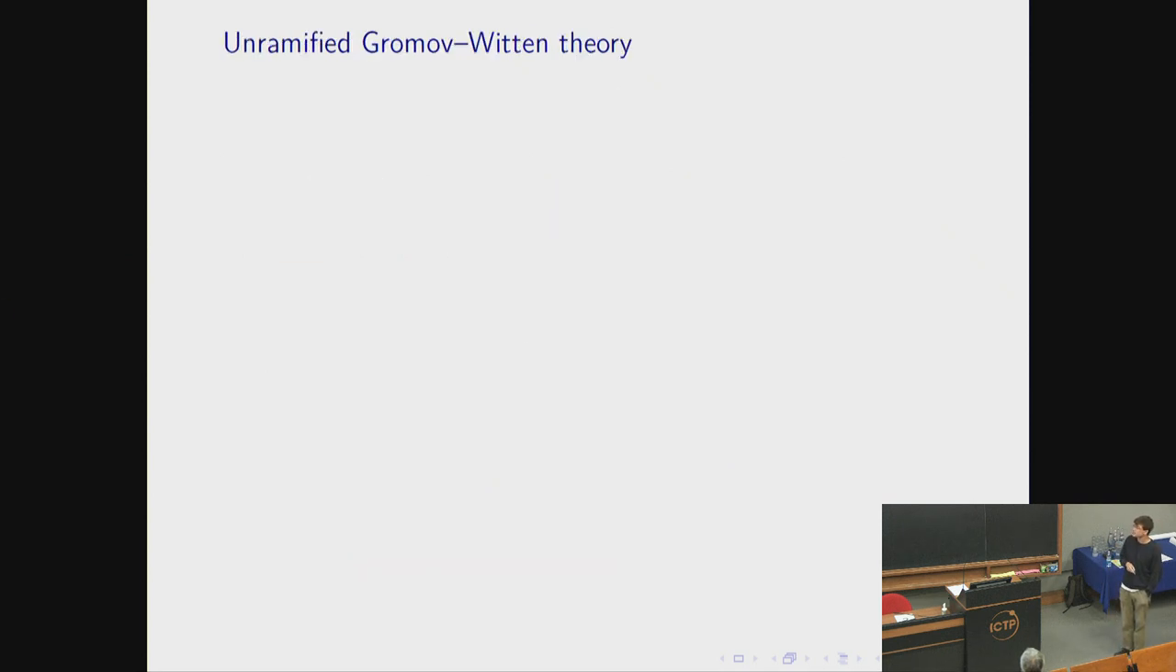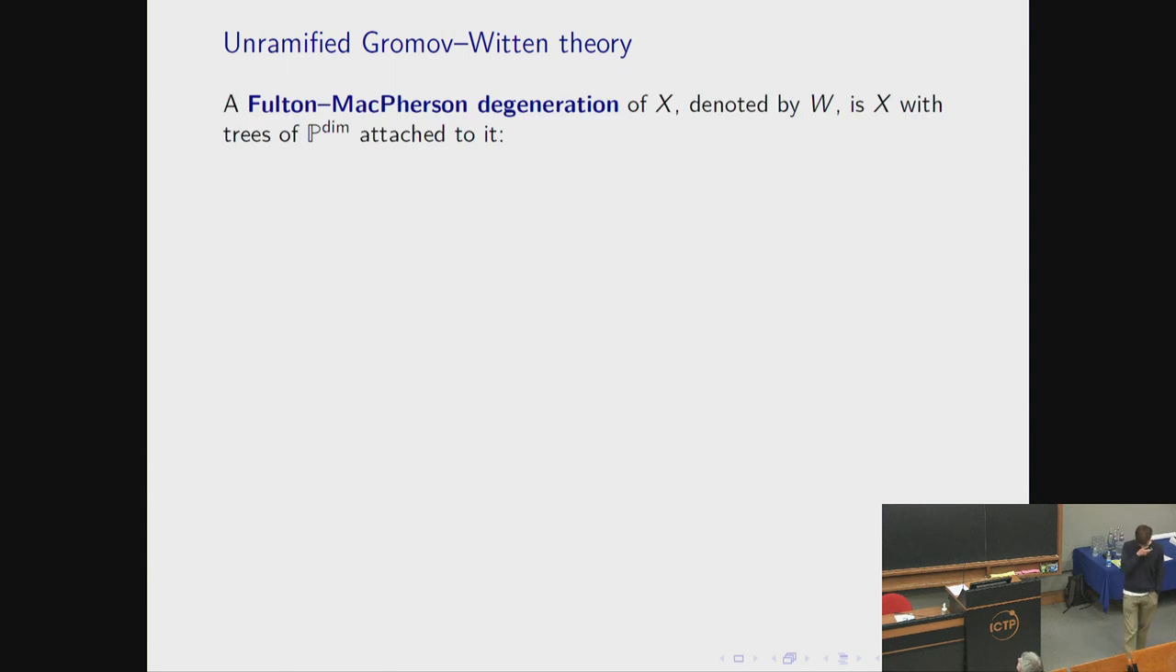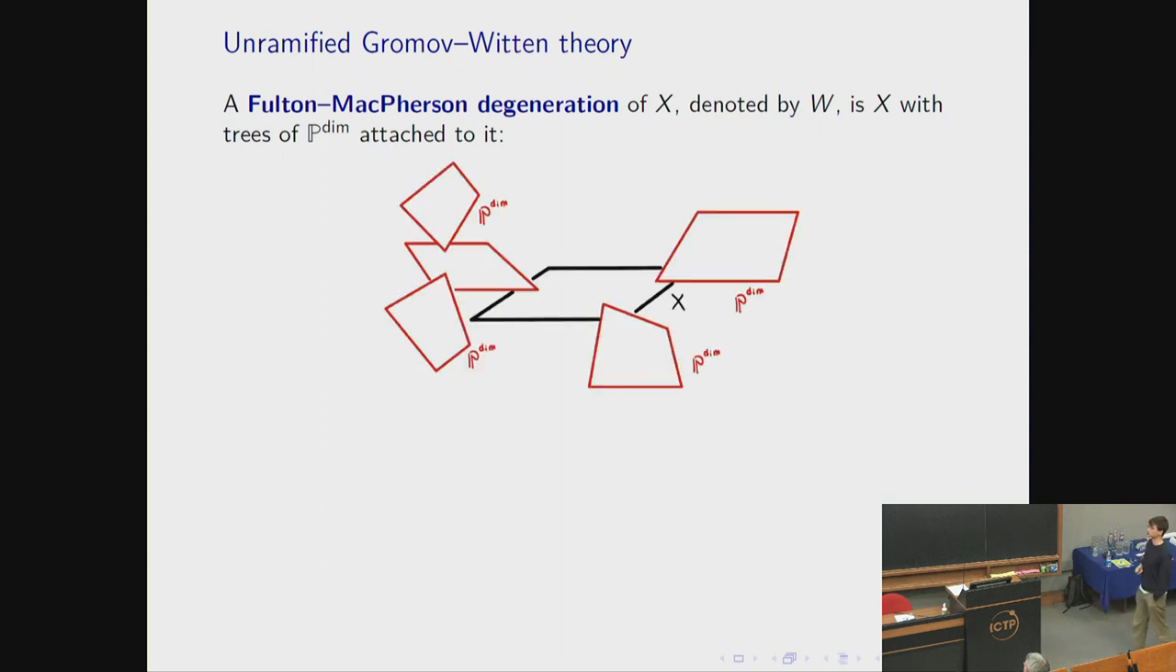So let me make it a bit more precise. I'll call the Fulton-MacPherson degeneration of X exactly X with these trees of projective spaces attached to it. You require that it's nodal, in the sense that you don't allow three or more projective spaces to be attached at the same point. But other than that, we consider all possible configurations of trees of projective spaces attached to our fixed X. For the experts, this is what's called an iterated degeneration to the normal cone of a point.